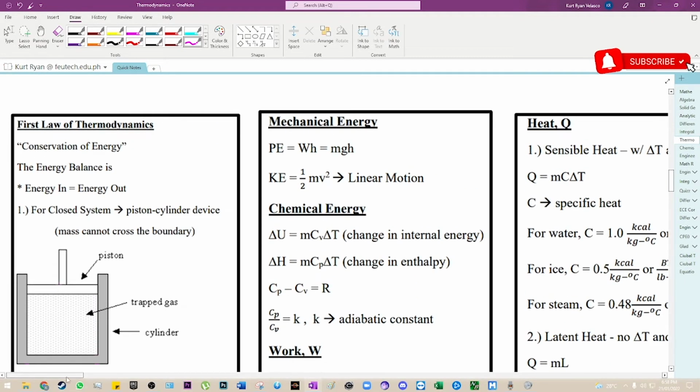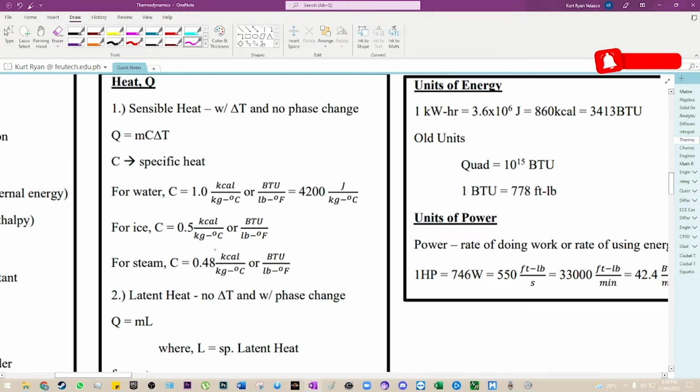Okay, so let's have here the heat. We have two kinds of heat: sensible and latent heat. For the sensible heat, we have a change in temperature but no phase change. What does it mean? For example, we have water that is 40 degrees Celsius, and then it becomes 70 degrees Celsius. So water goes from 40 degrees to 70 degrees. Water to water. The water doesn't have any phase change. The water is still water, but it has a change in temperature. That is called sensible heat.